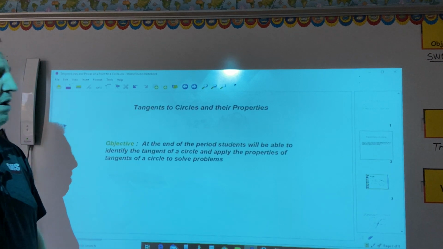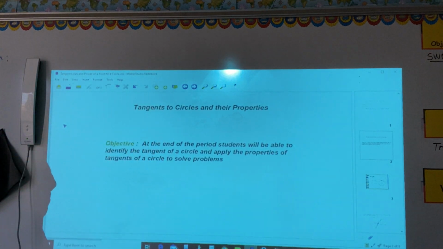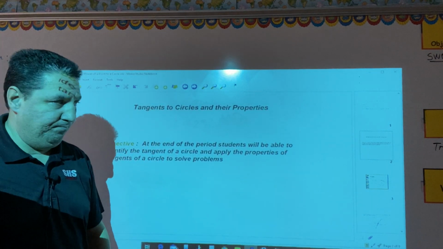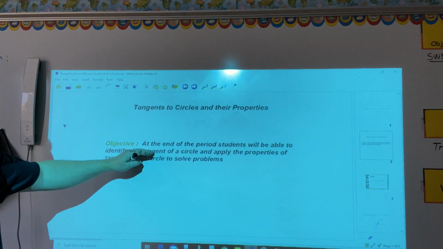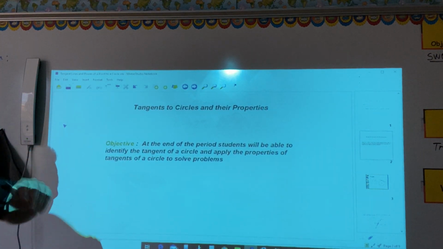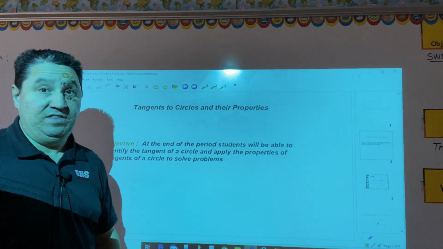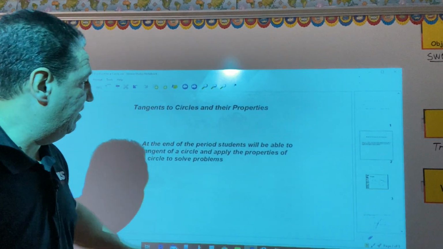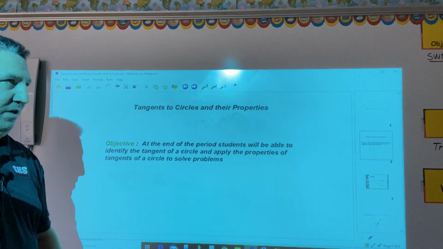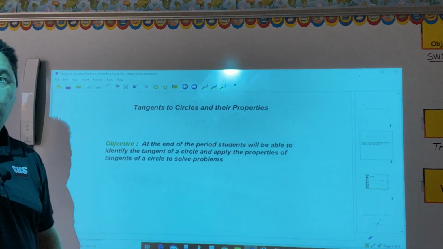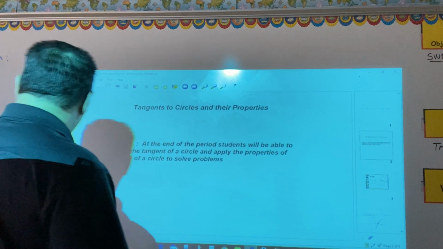Today we'll talk about tangents to circles and their properties. At the end of this lesson, we should be able to identify and define a tangent and apply the properties of tangent to a circle to solve problems.